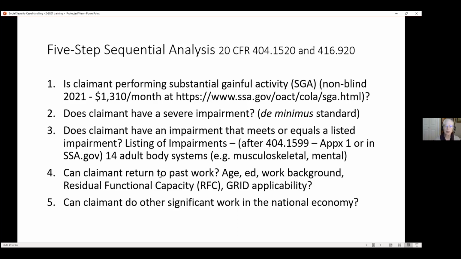Third step, listing of impairments. Fourth step, can they do their past work? Or does the grid apply? The grid is just medical vocational guidelines, so if you're 50 and you're sedentary and your prior work is unskilled, or you're 55 and you're sedentary and your prior work is unskilled, you get disability benefits. The older you are, the more likely it is you'll get disability benefits. And the grid is in the regs. It's Appendix 2. If I'm going to the regs themselves rather than any kind of list, I go to 404.1599, and Appendix 1 is the listing of impairments. Appendix 2 is the grid, and you can look at the grid. We'll talk more about this in future trainings. And then, can they do other work in the significant other work in the national economy? So that's the 5-step analysis that you'll be explaining to your client in words that they can understand.